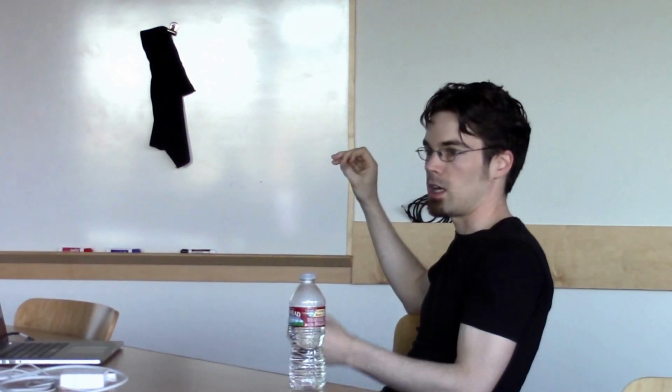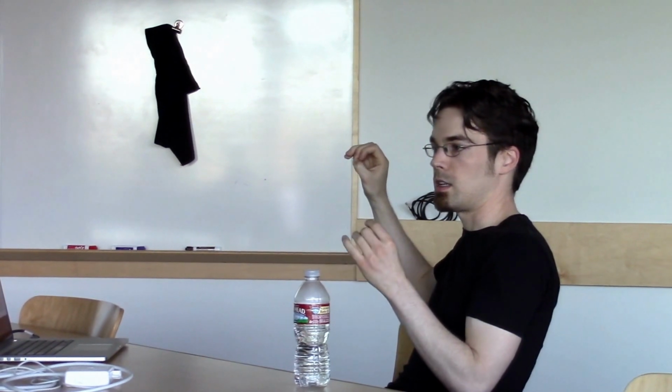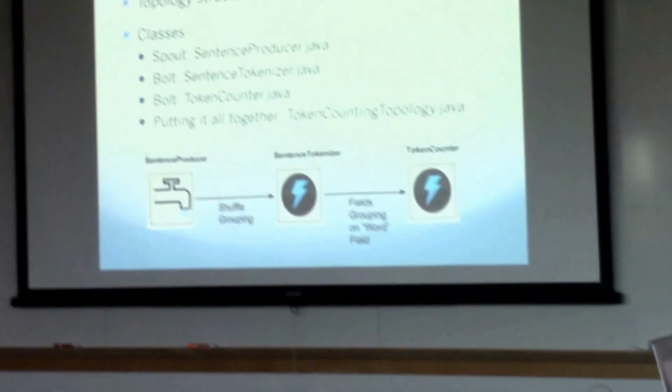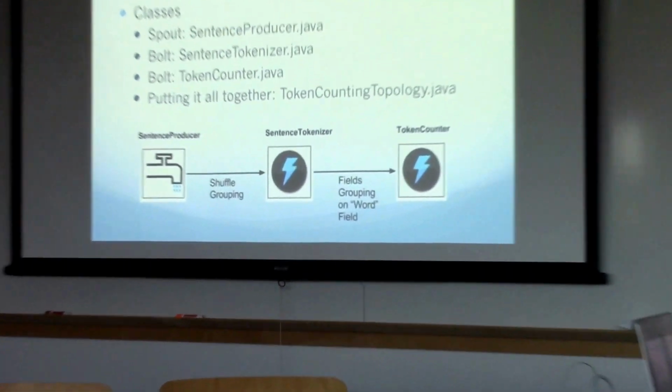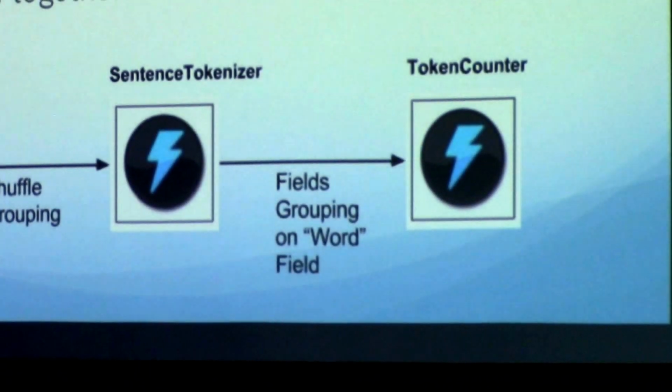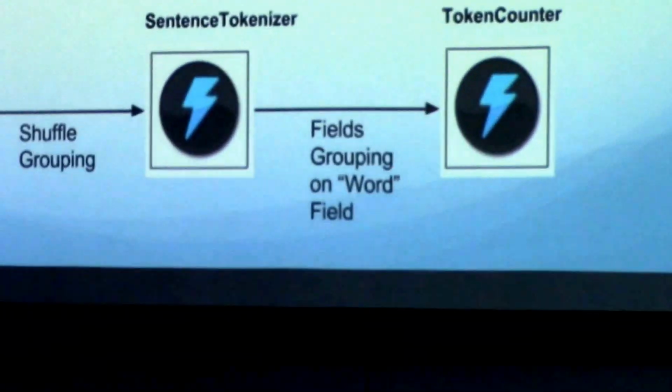But in the case of the fields grouping, you name a specific field in the data stream, and what it does is it sends any tuple that has a specific value to the same task. And so in the case of the word count, I'm grouping on the word itself so that any occurrence of a word is sent to the same task. So I can do any stateful processing, in this case, keeping track of just how many times I've seen that word.